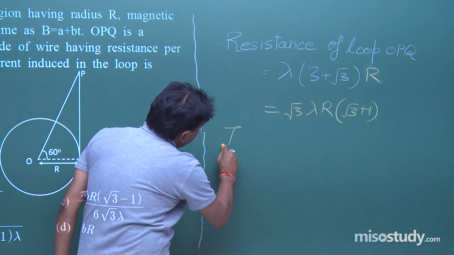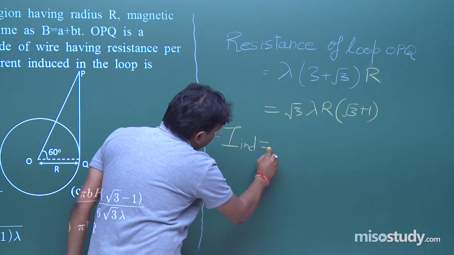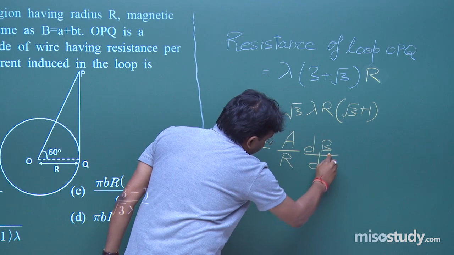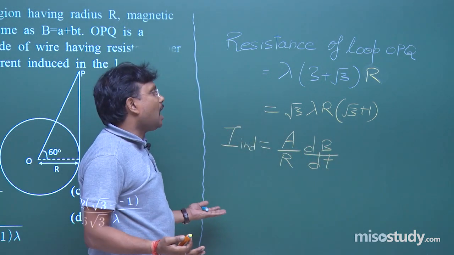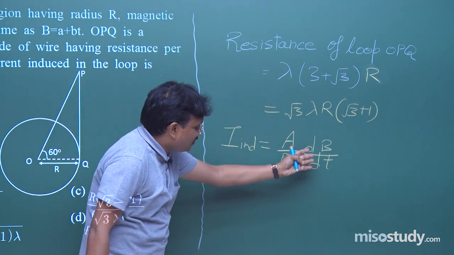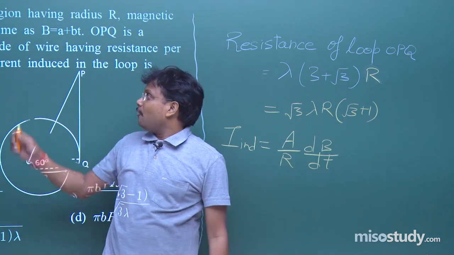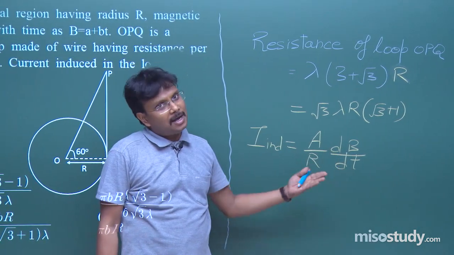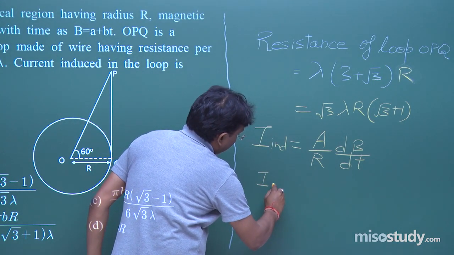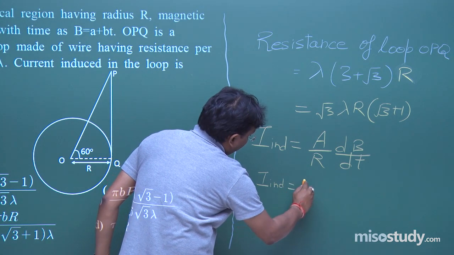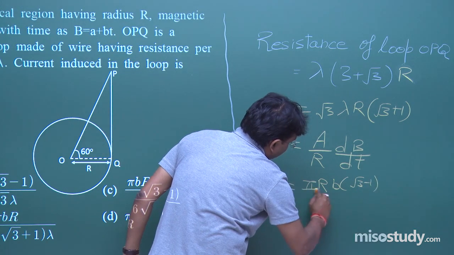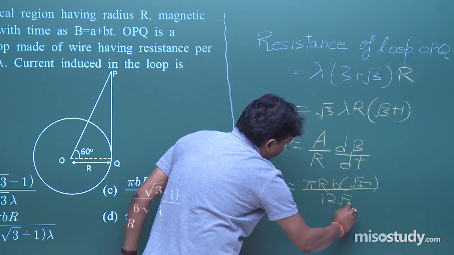Now, I induced is equal to A by R dB by dt. As such, now even my support is not required. I hope after this much easily you can put the values of B, differentiate it, and you will get the resultant as I induced is equal to pi R B root 3 minus 1 upon 12 root 3 into lambda.